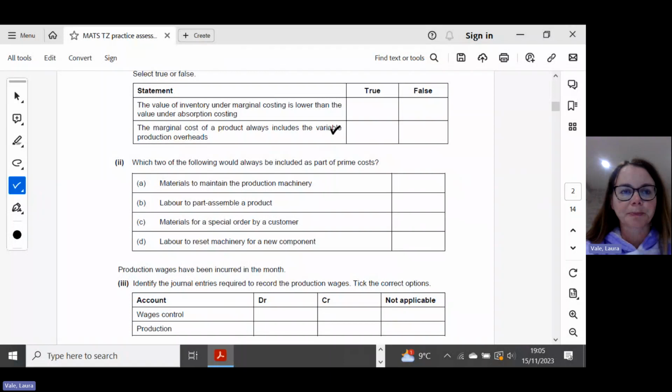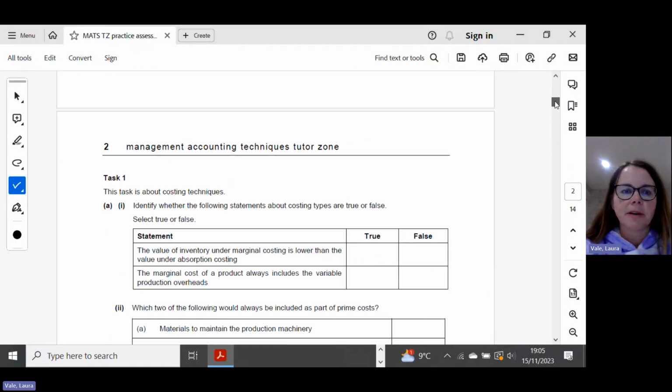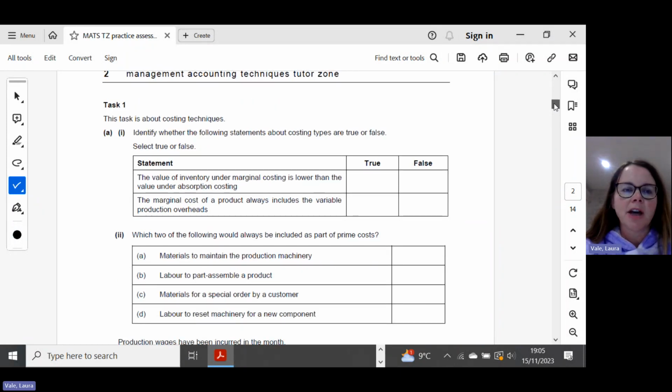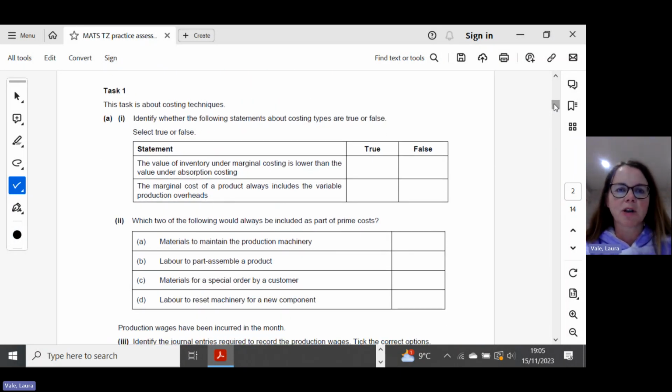Okay, so, let's start at the beginning. Right, so task 1. This task is about costing techniques. Identify whether the following statements about costing types are true or false. So the value of inventory under marginal costing is lower than the value under absorption costing.